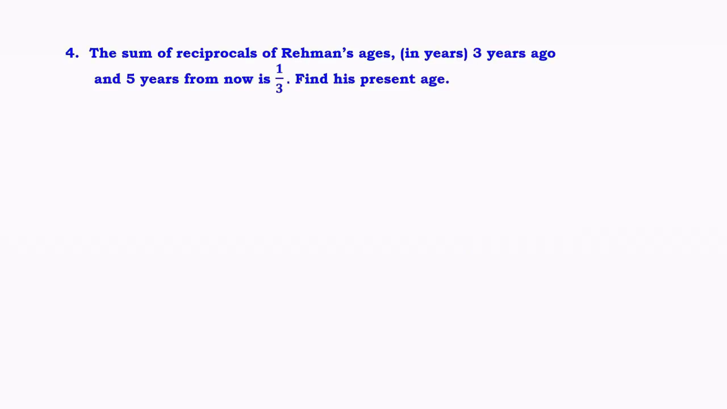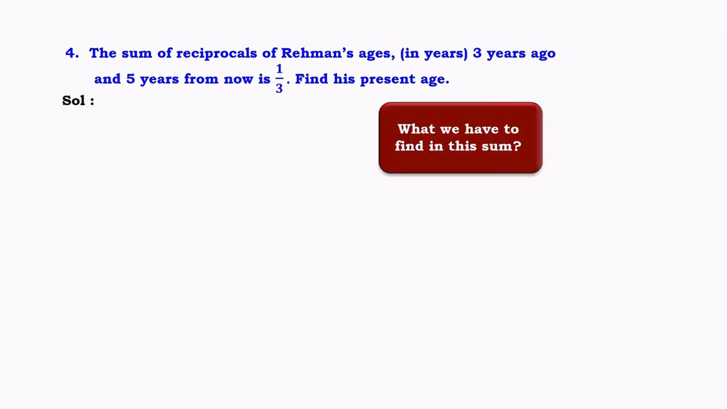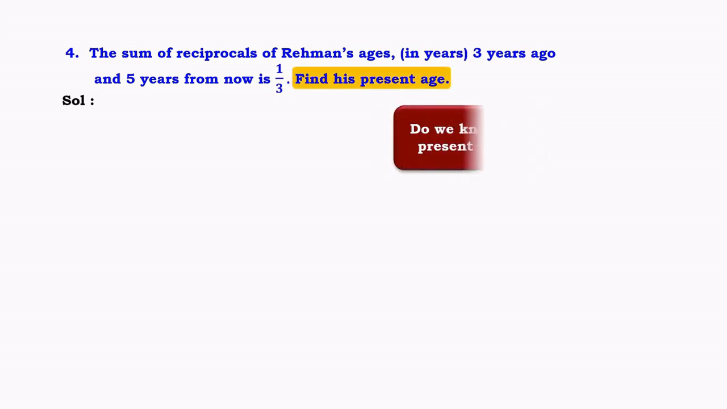Now, we will solve a word problem based on age using quadratic equations. Let us first read the question carefully. The sum of the reciprocals of Rahman's age 3 years ago and his age 5 years from now is 1/3. We have to find his present age. First, let us understand what we need to find. We need to find Rahman's present age.